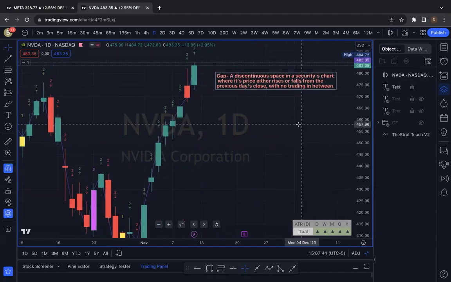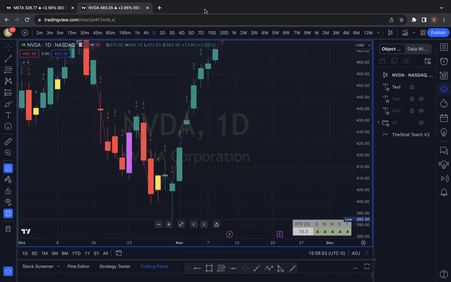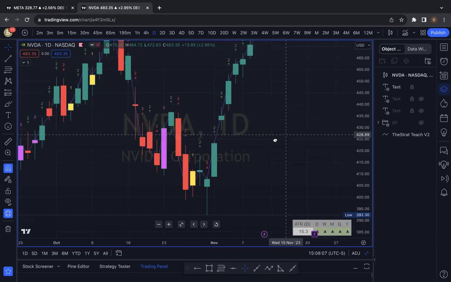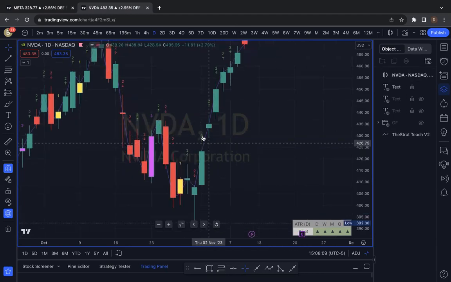A gap is a discontinuous space in a securities chart where its price either rises or falls from the previous day's close. That's very important. From the previous day's close with no trading in between, right? If you ever had any clue about what a gap is, the first thing that could probably draw your attention is something like this.